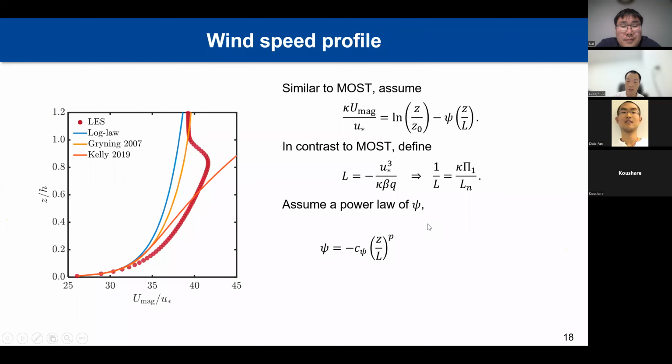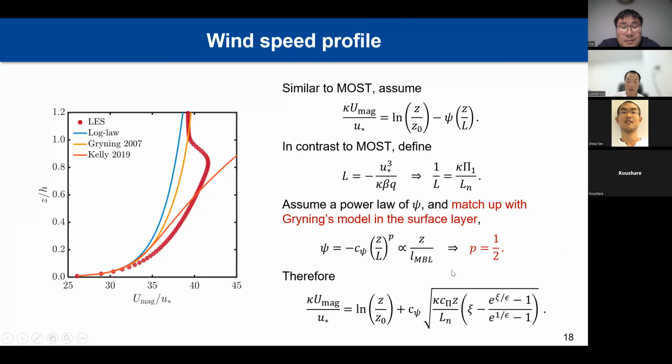To determine P, we further match this model with the gradient model in the surface layer. We notice that the inverse of L is like pi 1, and we know that pi 1 in the surface layer is a linear function of the coordinate. So we can determine that P equals 0.5.